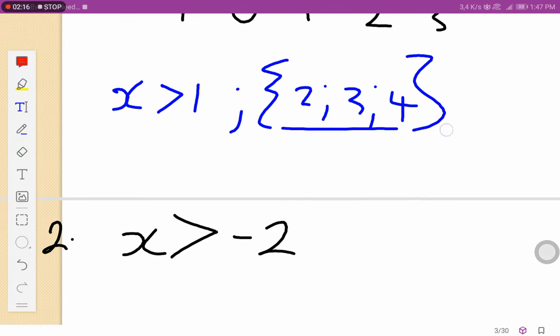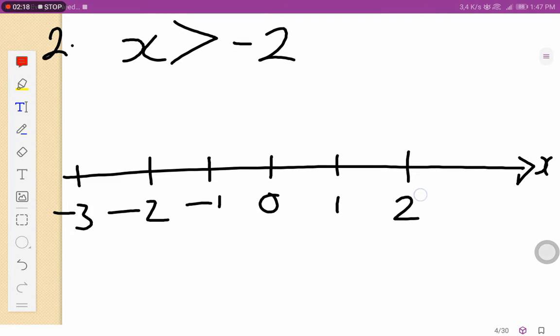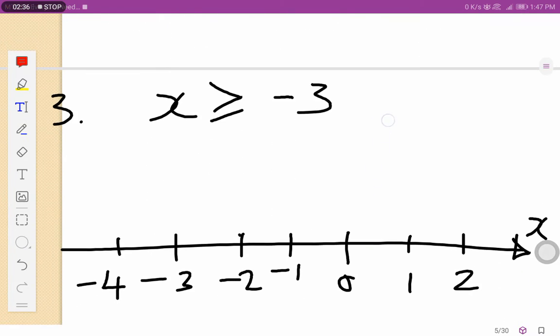Let's go on to the next one. The next one is saying x is greater than -2. We go again at -2. We draw a circle. It's going to take values which are greater than -2. These values are -1, 0, 1. So it's going up like this. So that's how we draw that one. Let's move on to the next one.